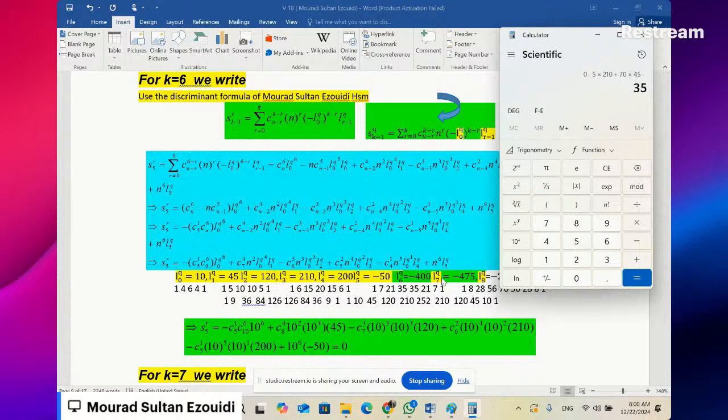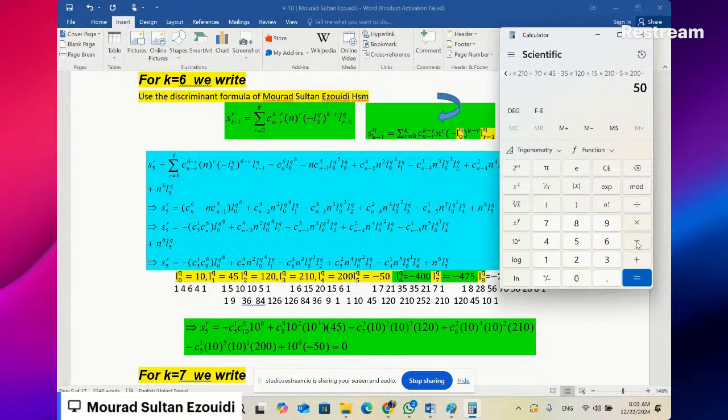Multiply by 140. Multiply by 120. Then plus 6 choose 2. This is 6 choose 1. This is 6 choose 2. Okay? Means, my kids, plus 15 or minus 15. Plus 15 times 210 times 210 minus 5 times 200 times 200 plus or negative 50.